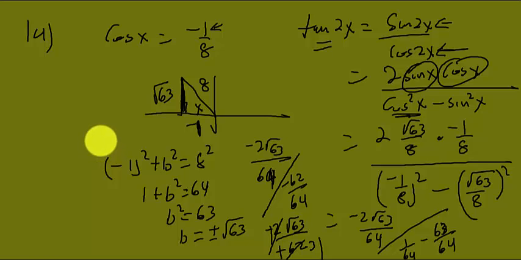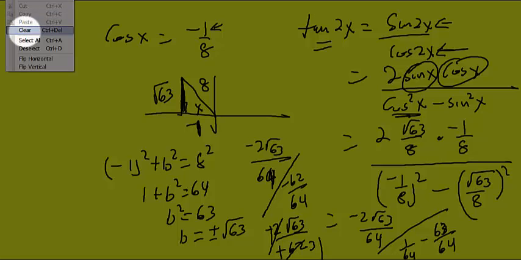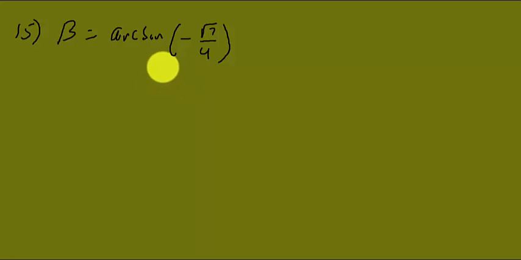Alright, number 15. They tell me B is arcsine of negative rad 7 over 4. They put the negative in the middle on purpose. And they want you to find sine of 2B.